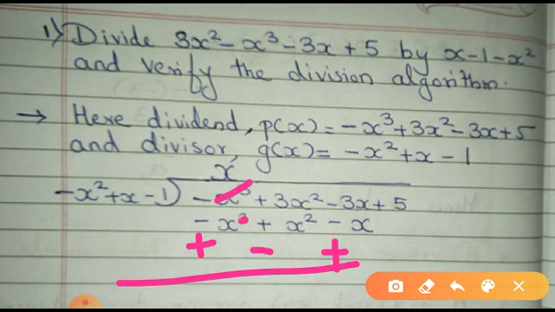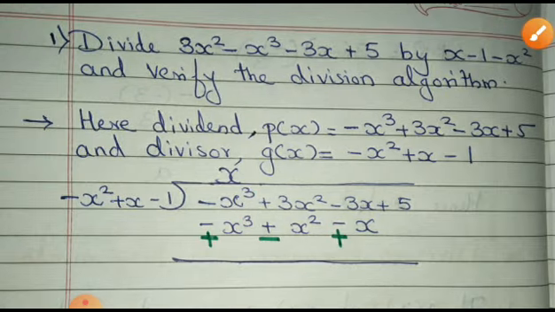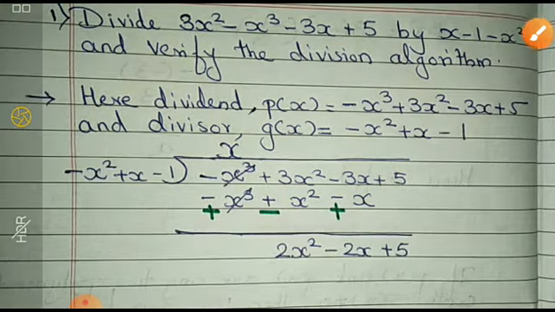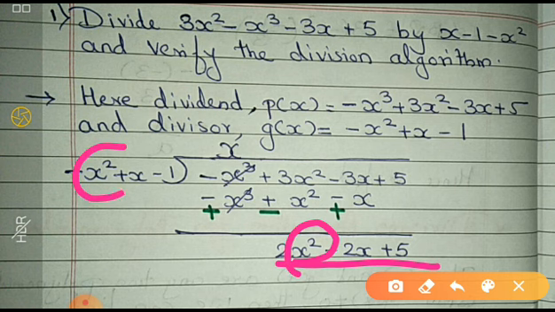So this and this will get cancelled. 3x square minus x square, you will get 2x square. Then minus 3x plus x, it will be minus 2x, and then plus 5 as it is. Okay, I have changed the sign and I will get this. Now see what is the degree of this polynomial. Degree is 2. That means again I can divide it.